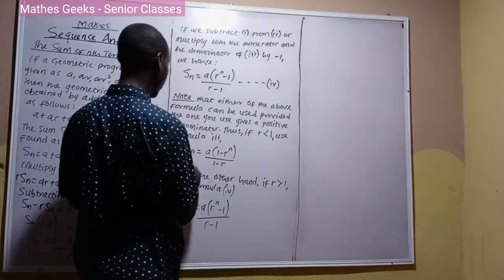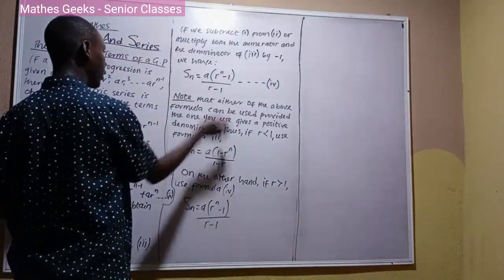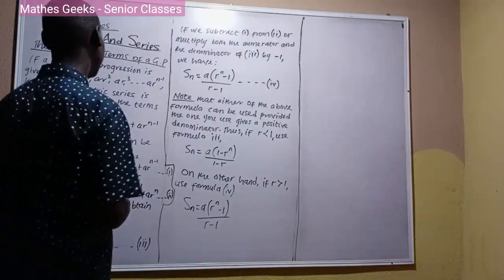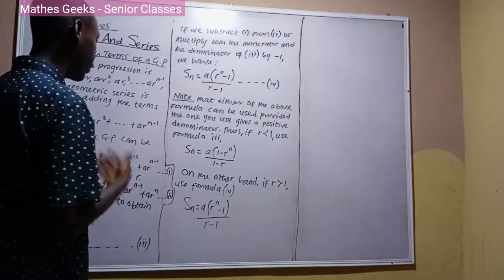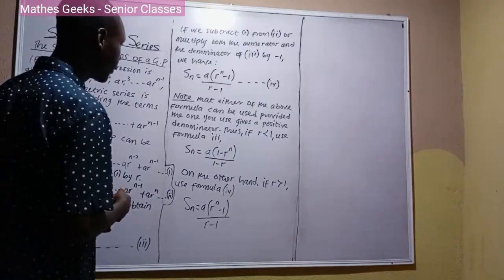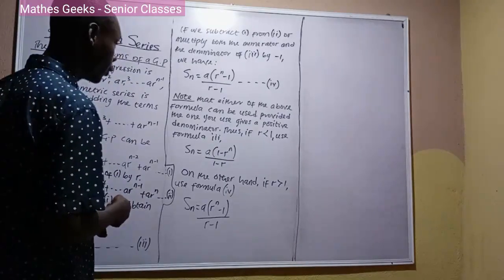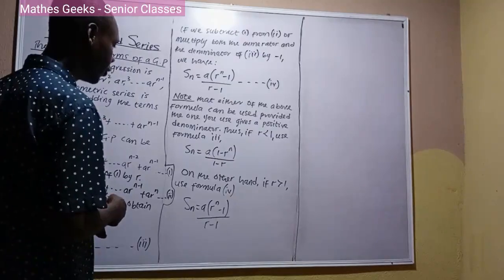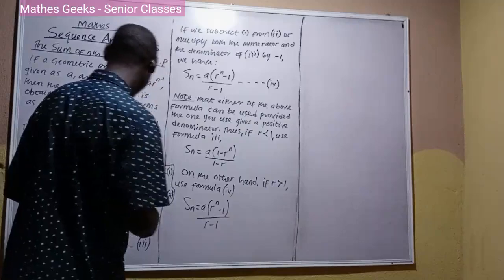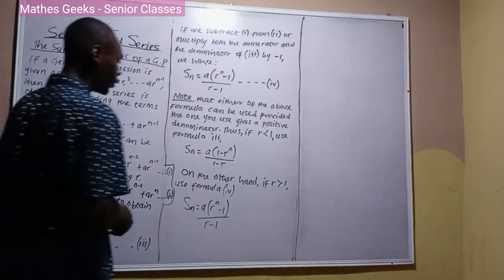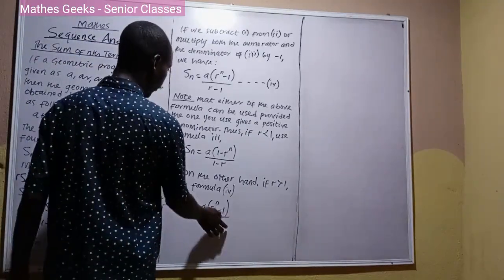So altogether, these are the two formulas for finding the sum of n terms of a GP, which is a series, and whichever formula you're going to use depends on the denominator. So like I said earlier, if r is less than 1, use formula 3, but if r is greater than 1, use formula 4.